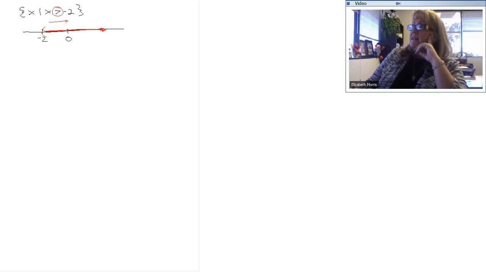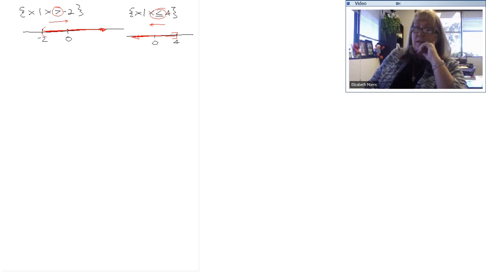What if I had x such that x is less than or equal to 4? Okay, well, here's 4, here's 0. Now, it's less than, so it's going to be going this way, and it's or equal to, so it gets a bracket. And then it's everything shaded this way. Okay?